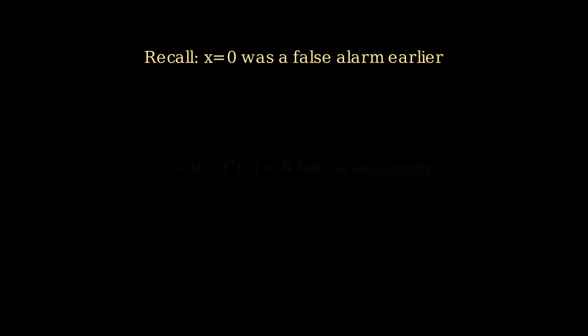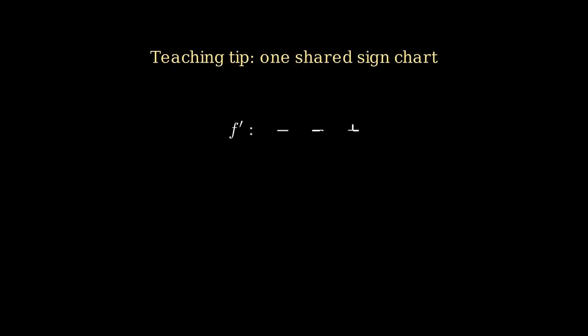A helpful teaching tip is to build one shared sign chart with 3 rows laid out across the same number line. The first derivative on top, the function's shape in the middle, and the second derivative on the bottom. Fill it in interval by interval, so every conclusion about increasing, decreasing, concave up, or concave down is clearly tied to the correct derivative, and no sign change gets missed or misattributed.